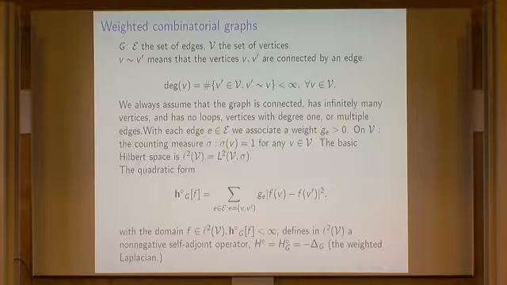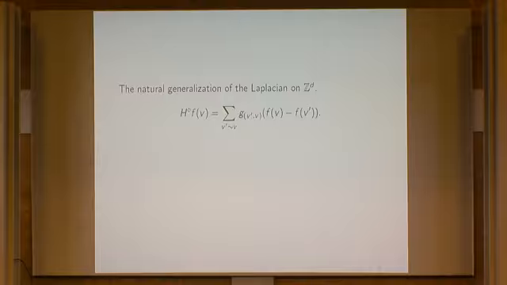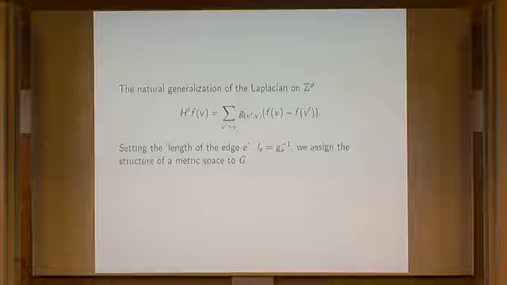How does this act? One can write explicitly how this operator acts. So the value of the operator acting on the function at point V equals this sum. One should take such a difference. Divergent operator. And here one has these weights. I remind you that for the case on Z^d, we have the same sum, but there was the coefficient 1 here instead of the weight. It will be clear a little bit later why these weights are crucial. So we set the length of the edge equal to this, which equals the inverse value of this weight, and so we assign a structure of metric space to the graph G.